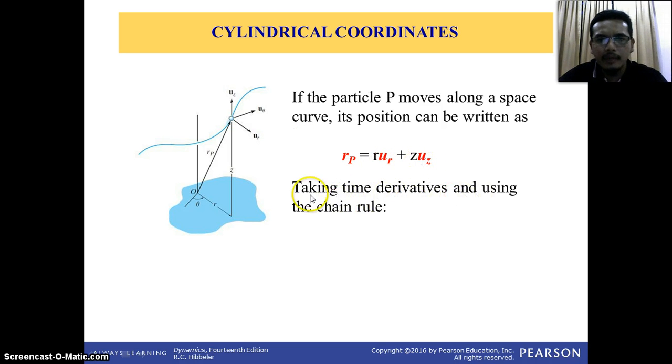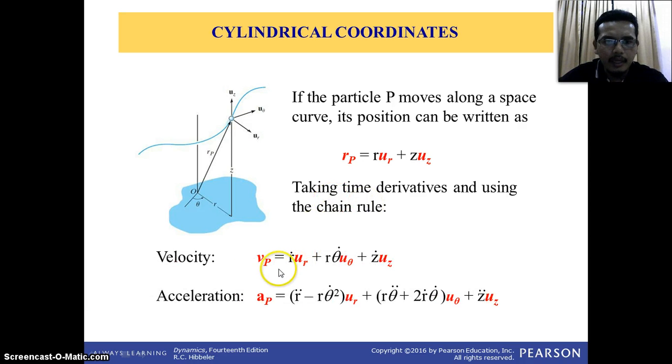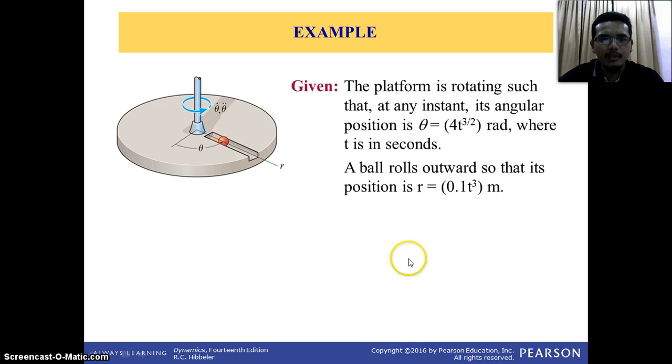Taking the time derivative and using the chain rule, we have vp, the velocity at this particular point: r dot ur plus r theta dot u theta plus z dot uz. The expression for the acceleration at this point, ap, is ar ur plus a theta u theta plus z double dot uz. Okay, so we can see one example.